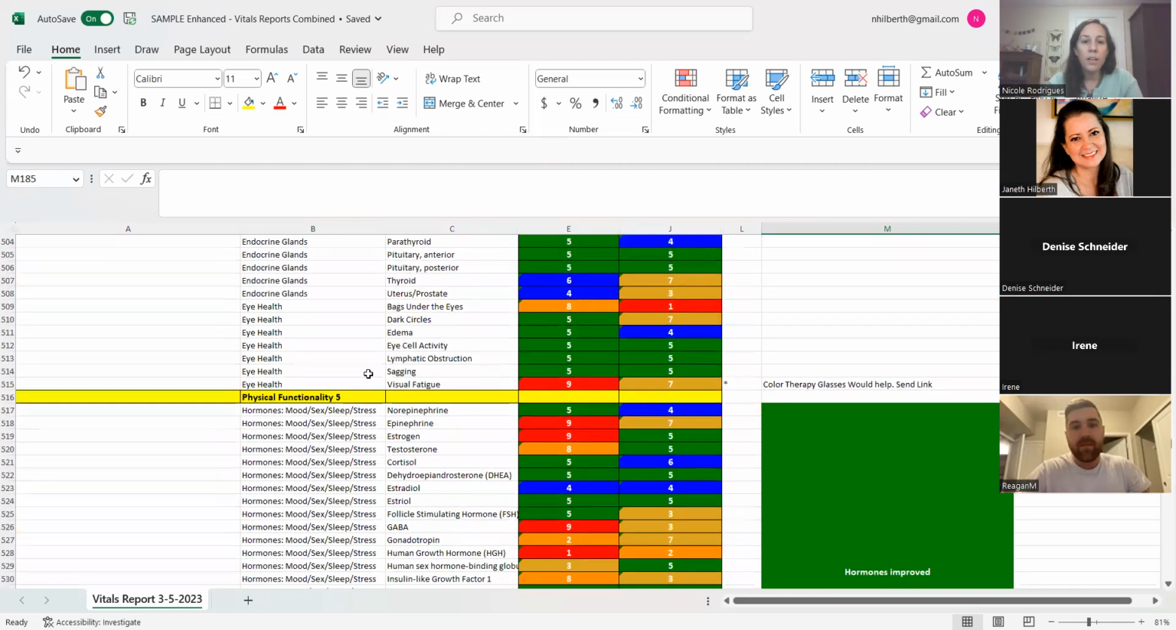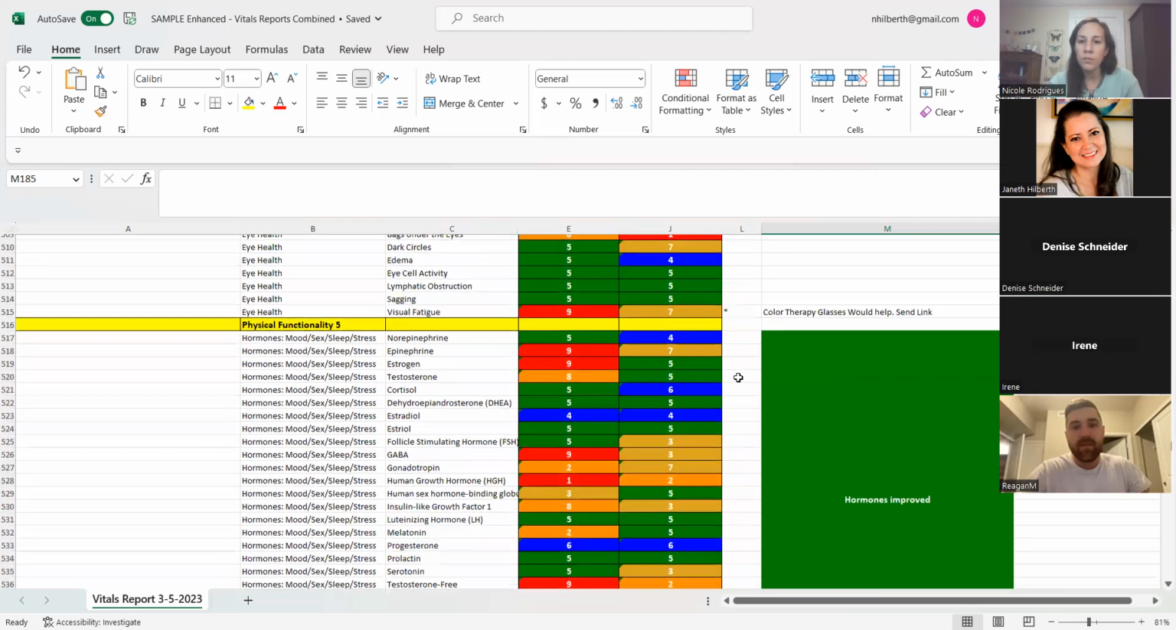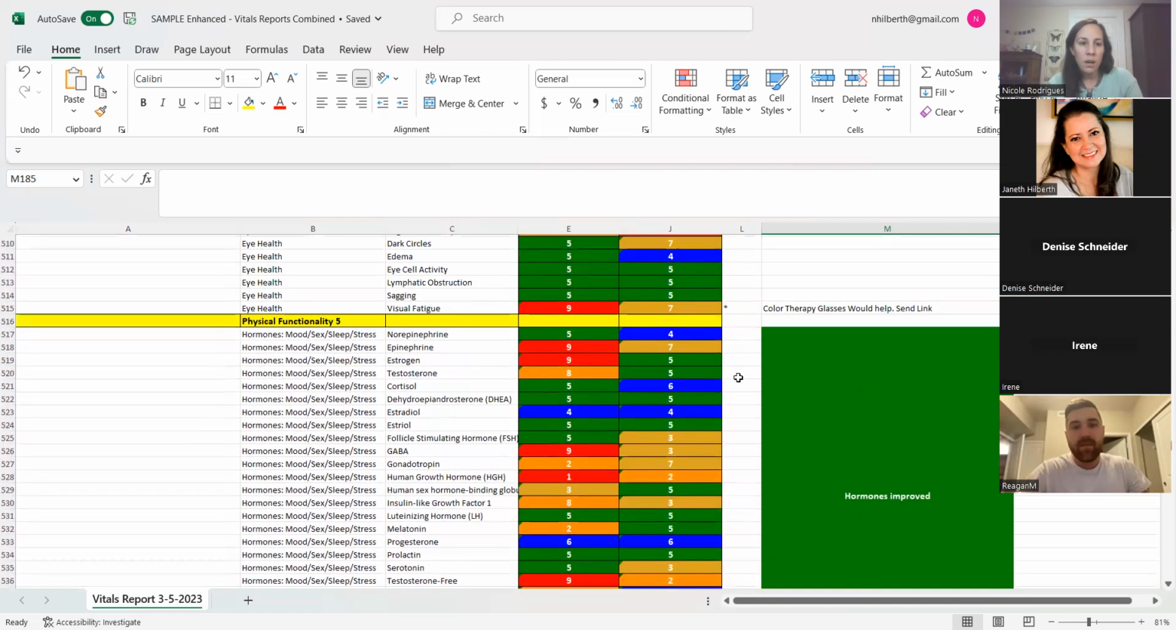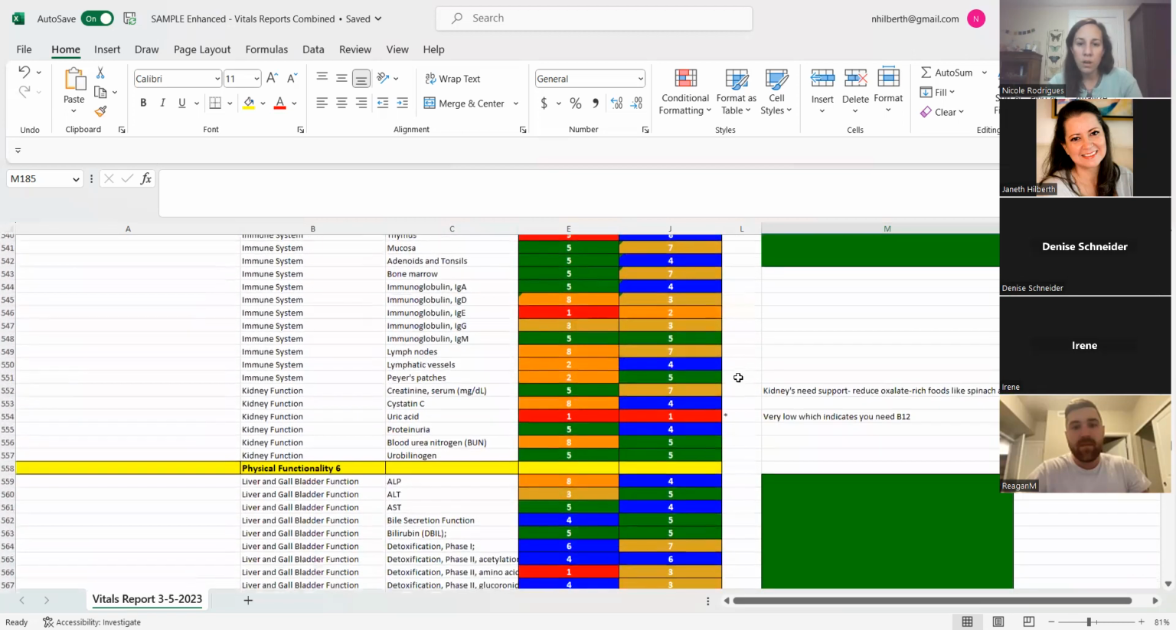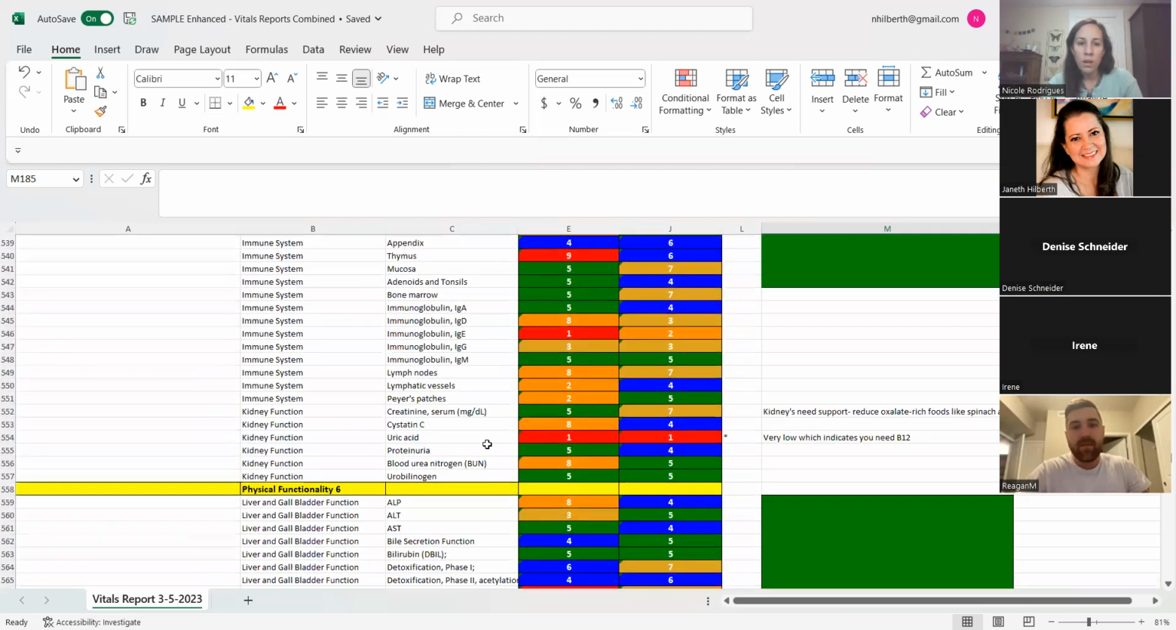Okay. Here, the eye health, visual fatigue, this was out the entire time. So I highly recommended the color therapy glasses for him to help with visual fatigue and scanning and optimizing. And when he does get his own scanner, to be able to imprint on the eye would be great. He could imprint frequencies for eye health directly on his eye. All of his hormones improved. I think there's only one that stayed out, and that was uric acid, which relates to needing B12 and can be connected. These are all kidney markers right here.